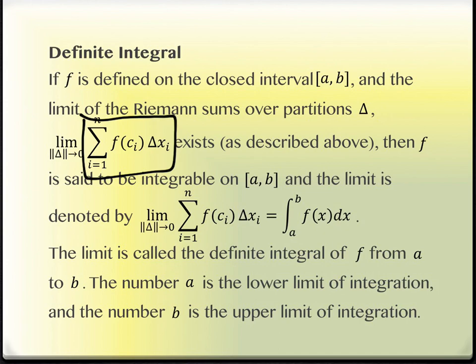Then f is said to be integrable on [a, b], and the limit is denoted by the limit as delta goes to 0 of the summation from i equals 1 to n of f of c sub i delta x sub i. And then we have notation again that we've seen before, with a variation. What part of this looks different than what you've seen before? The a and the b. We didn't have those before, right? So when we did not have an a and a b before, this is the same thing. It just means that because there's an a and a b, we're going to have an additional step at the end. This limit is called the definite integral of f from a to b.